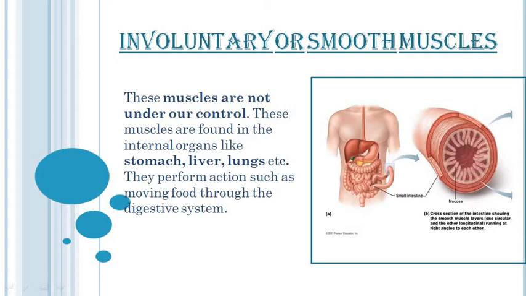They perform actions such as moving food through the digestive system. So as you know, these muscles are found in internal organs like our stomach, liver, lungs. The working of the stomach, liver, lungs, esophagus does not work as per our wish. It works automatically. It cannot be controlled by our will. When we eat food, after chewing, that food passes through the esophagus, and we cannot stop the food passing from the esophagus to the stomach. It works according to itself. It does not work as per our control.